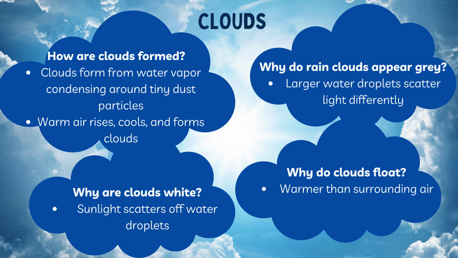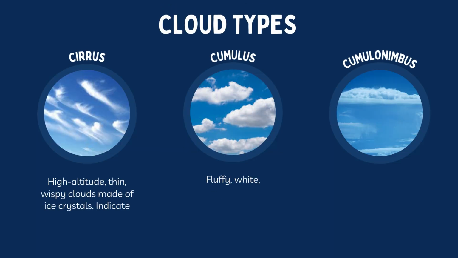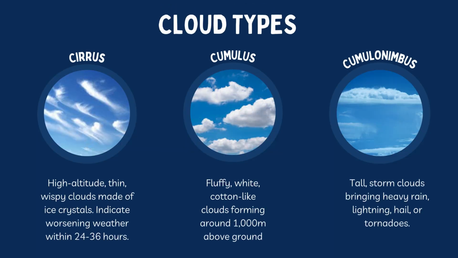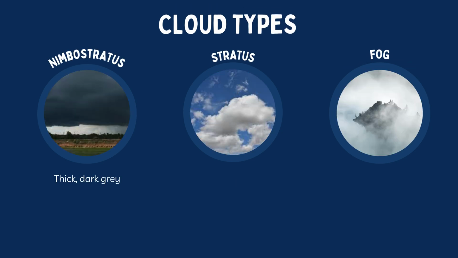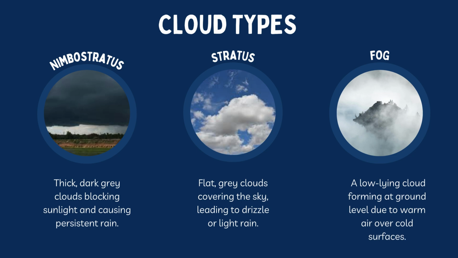Then, why do rain clouds appear gray? That's due to larger water droplets scattering light differently. Finally, why do clouds float? That's because they are warmer than the surrounding air. Let's see the different types of clouds now. Cirrus, cumulus, cumulonimbus, nimbostratus, stratus, and fog.